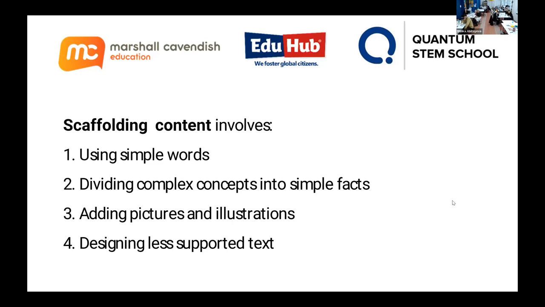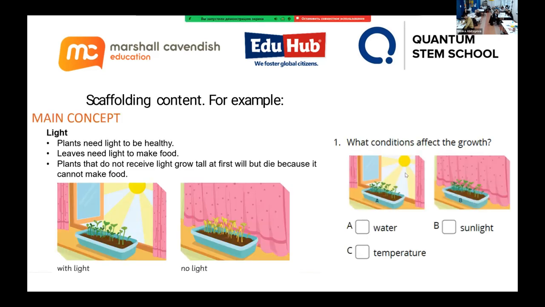Designing fewer supporting questions. So when you have simplified the content already, and you know that students understand the basics, then you can make it more and more difficult. So first you give the simplest tasks. For example, scaffolding content. On the right side, we have the original information: plants need light to be healthy, leaves need light to be good, plants that don't receive light to grow tall at first will die because they cannot make food.